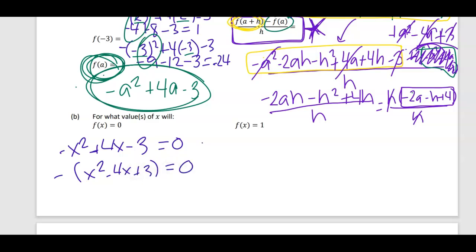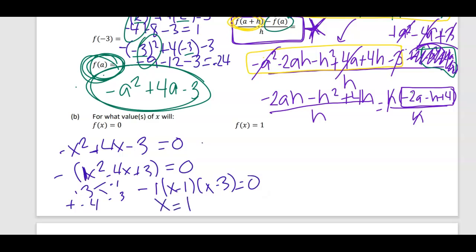And then I need two numbers that multiply to 3 and add to negative 4. That's going to be negative 1 and negative 3. Since a inside is now a positive 1, I still have that negative 1 here on the outside, but x minus 1, x minus 3 must be my two factors, which means my zeros happen at 1 and at 3.